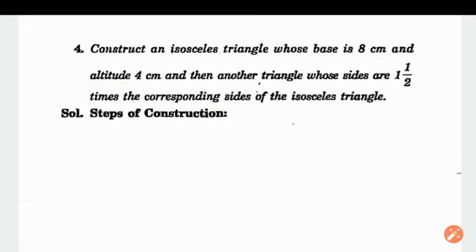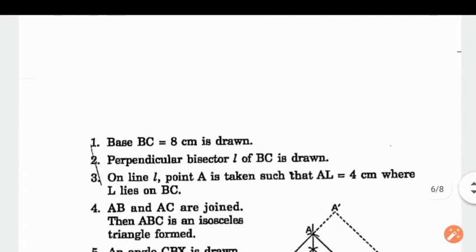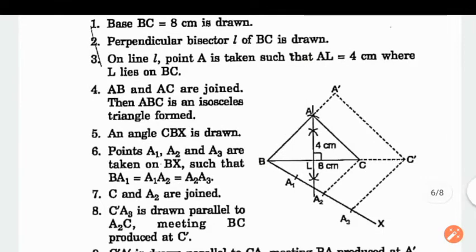So first in this question we are required to construct an isosceles triangle whose base is 8 centimeter. So here, with the help of the scale, draw BC 8 centimeter. Now since the altitude is given, and we know the altitude of an isosceles triangle bisects its base, right? So in order to draw the altitude, what are we required to do? We are required to bisect this side BC with a perpendicular bisector.